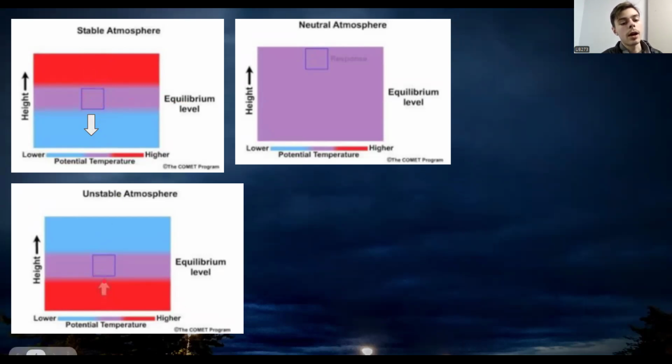Unstable, it's going to continue to rise because it's warmer than its environment. It reaches the cool environment, and so it is warmer than its environment. Because remember, the parcel itself is not what's changing temperature in these situations, it's the environment. And then, like I said, a neutral atmosphere is just going to stay in the same place.